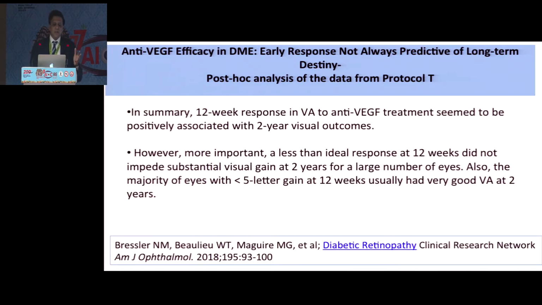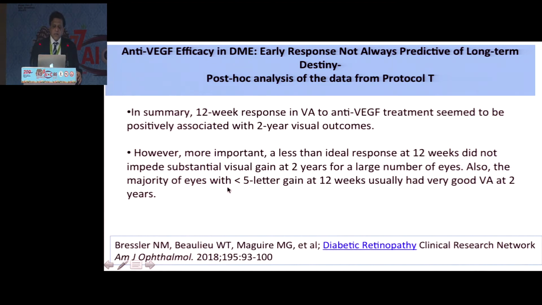So this tells you about the various anti-VEGFs. This is very interesting. From Protocol T, a post hoc analysis was done at 5 years. They wanted to show whether an early response, a good response at 6 months, was predictive of long-term destiny. A less than ideal response at 12 weeks, 3 months, did not impede substantial visual gain at 2 years. That means patients who did not respond so well to any of the anti-VEGFs in Protocol T are not basically condemned to have poor visual acuity afterwards. In fact, for a large number of eyes.